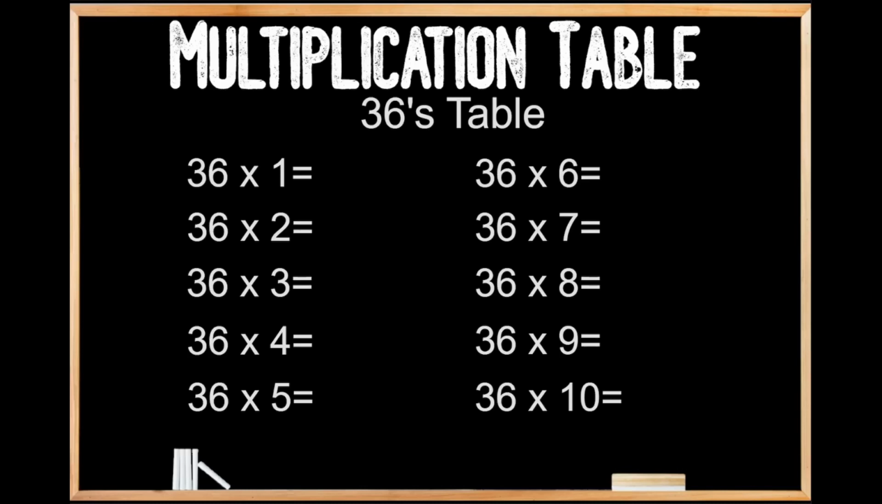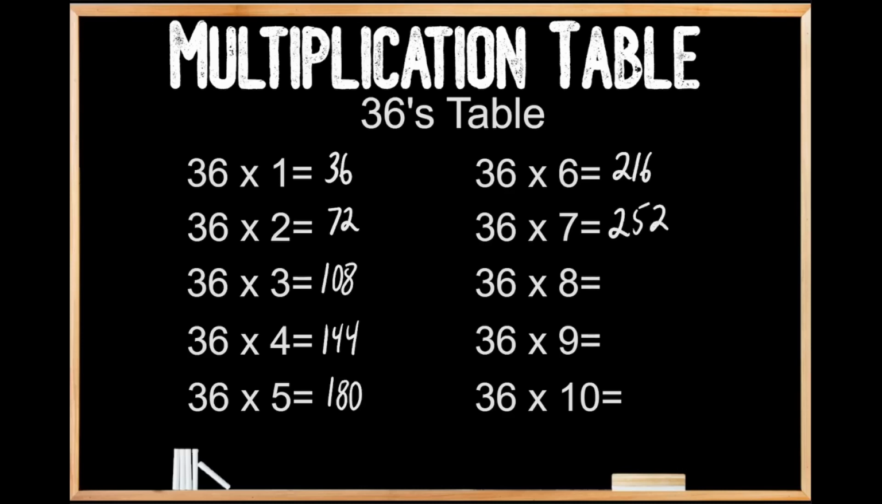36's table. 36 times 1 is 36. 36 times 2 is 72. 36 times 3 is 108. 36 times 4 is 144. 36 times 5 is 180. 36 times 6 is 216. 36 times 7 is 252. 36 times 8 is 288. 36 times 9 is 324. And 36 times 10 is 360.